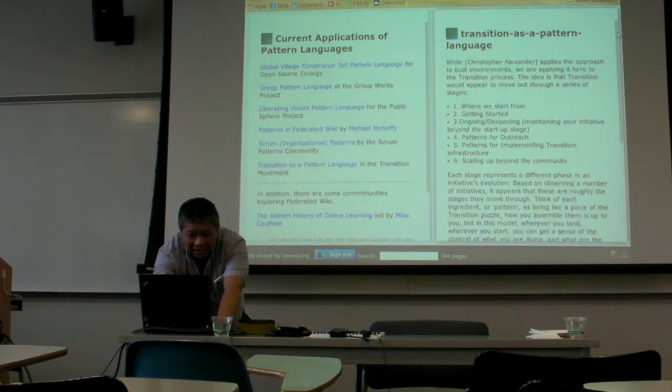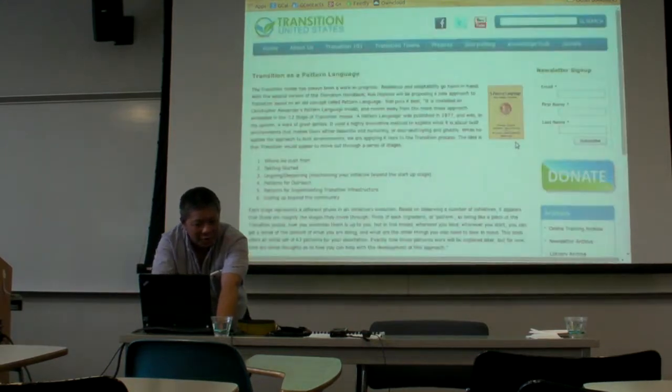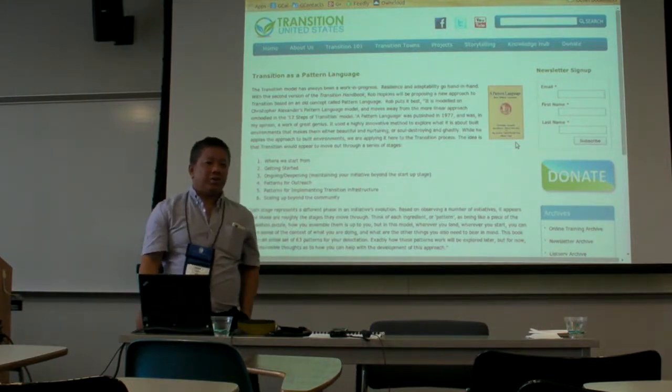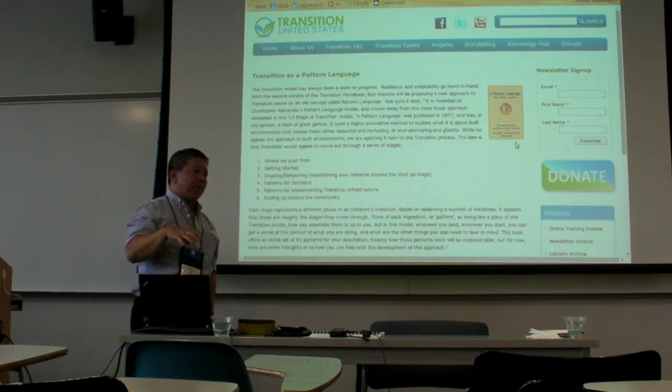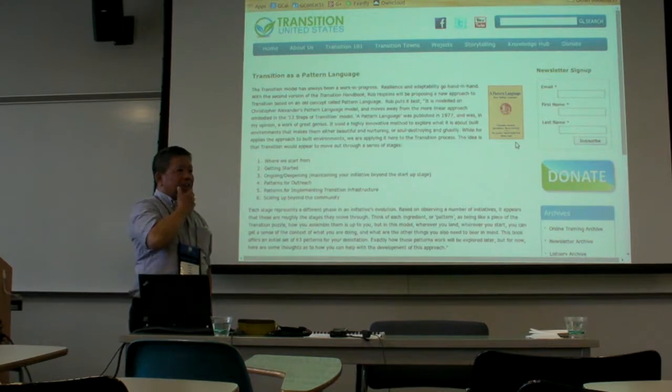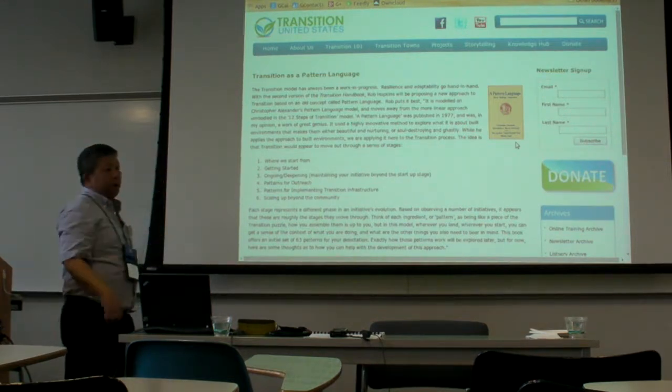I think I have to start paying for the site, because when you don't pay for it, they actually stop the server while you're not using it. I don't know if you're familiar with the Transition Towns movement. It's out of the UK primarily, moving to a low carbon, local environment. And they developed their most recent book using a pattern language as well.